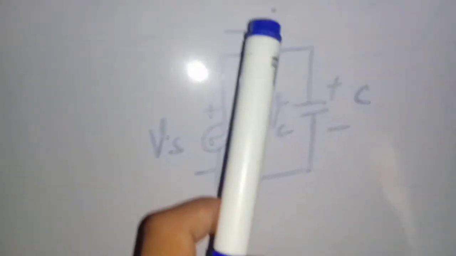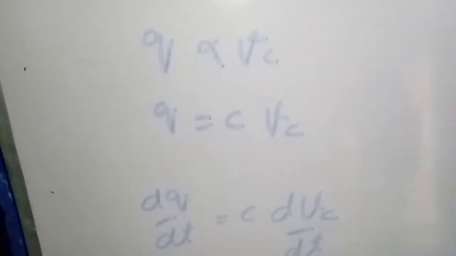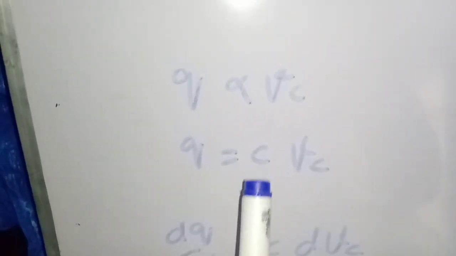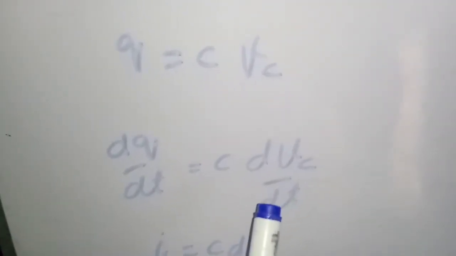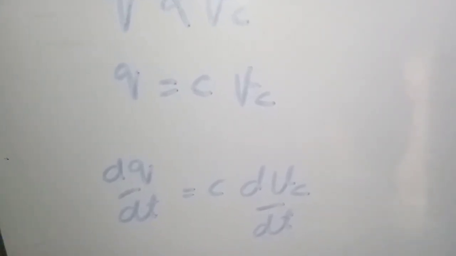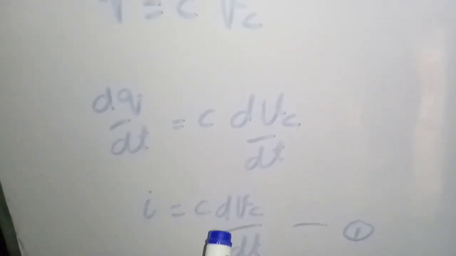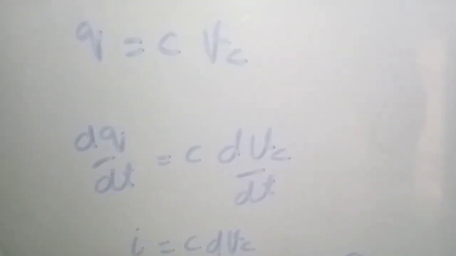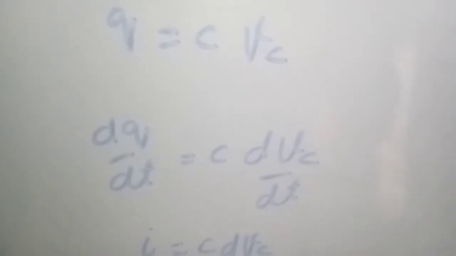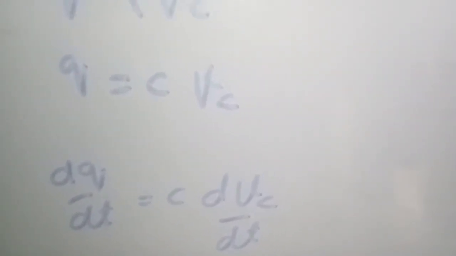Now what is the current in the capacitor? Here we see that Q is equal to C Vc. If I differentiate with respect to time, then dq/dt equals C dVc/dt. dq/dt is the number of charges per unit time in the capacitor, that is the current. So the current is i = C dVc/dt. So the current in the capacitor can be calculated with the help of this equation: if we take the derivative of the voltage across the capacitor and multiply by the capacitance, we can find the current.